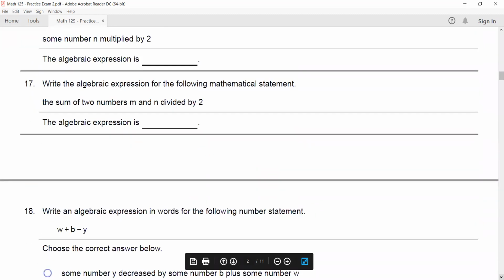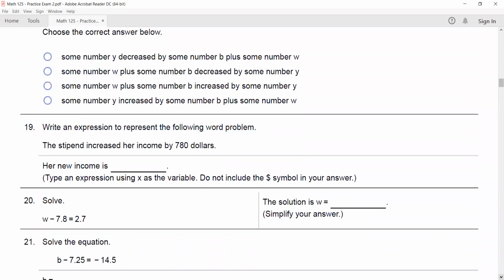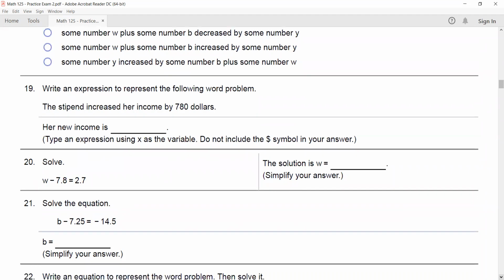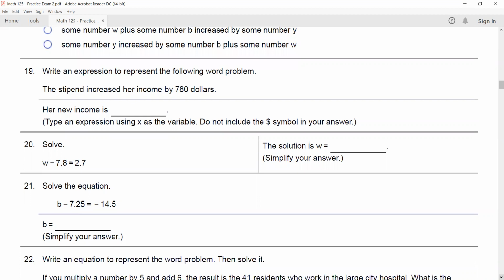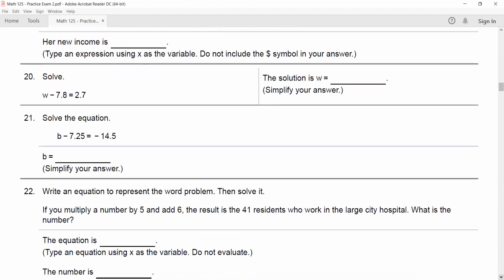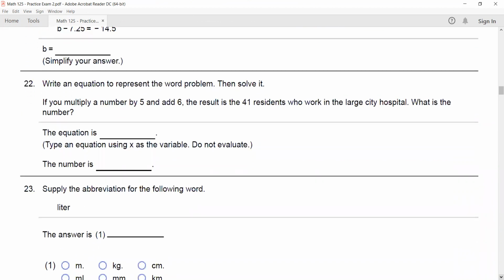I'm going to move on, scroll down. Let's look at number 22.